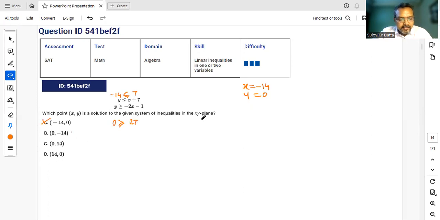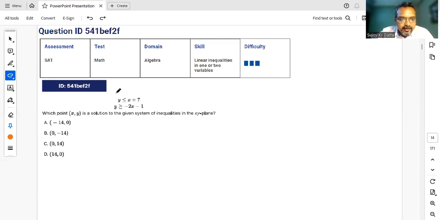If I go with the second option, 0, -14. So x is 0, y is -14. -14 is less than 7, which is fine. And in this one, -14 is not bigger than -1, so that's gone as well. The third option, 0, 14: if I plug in, then 14 is less than 7, so that's obviously wrong. So it has to be the fourth option.